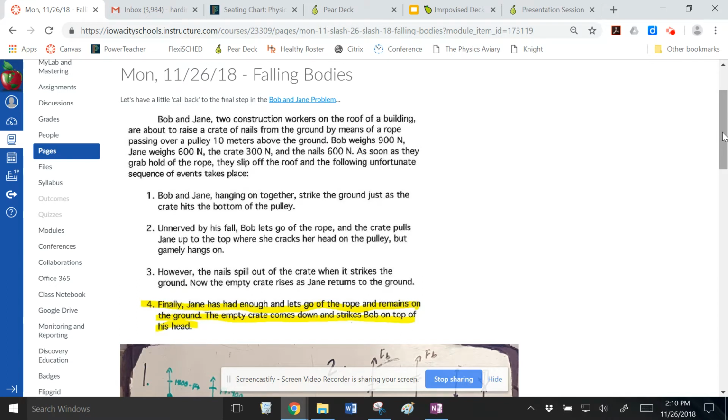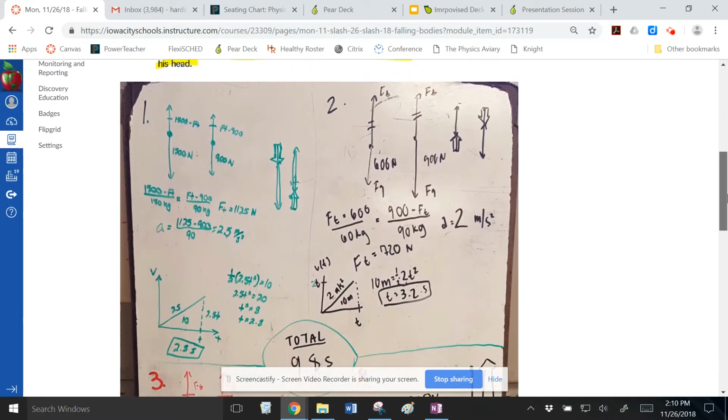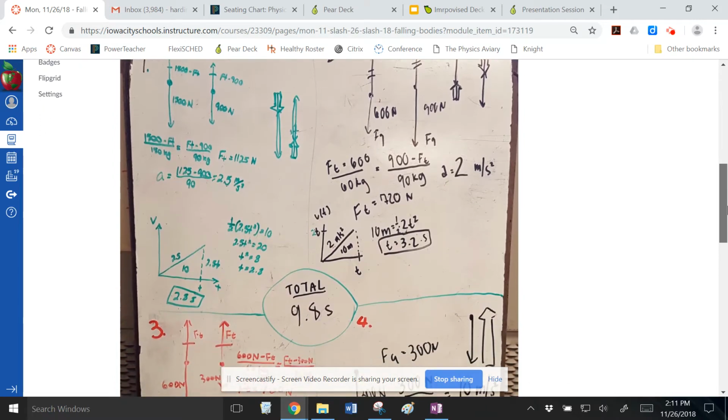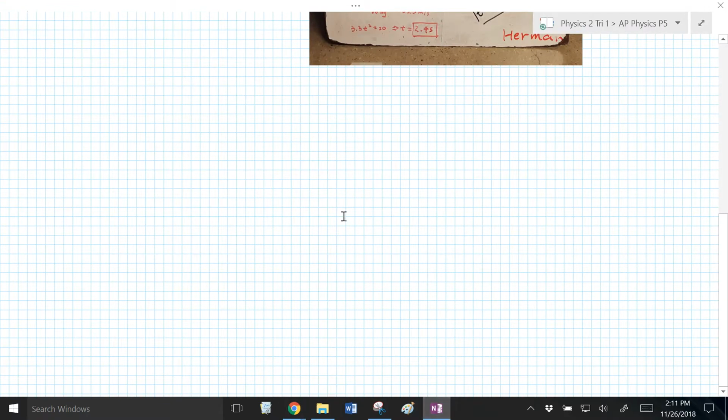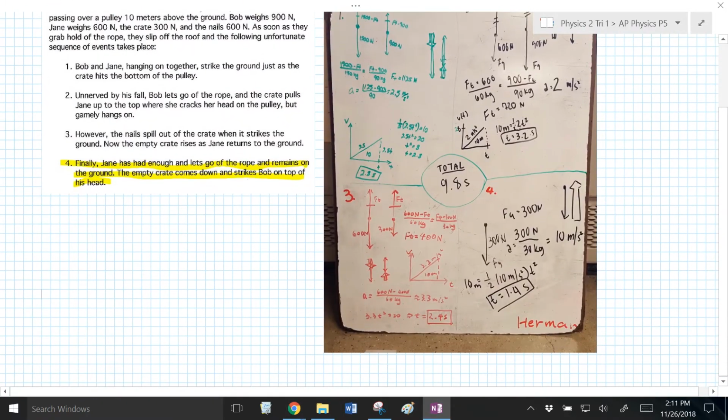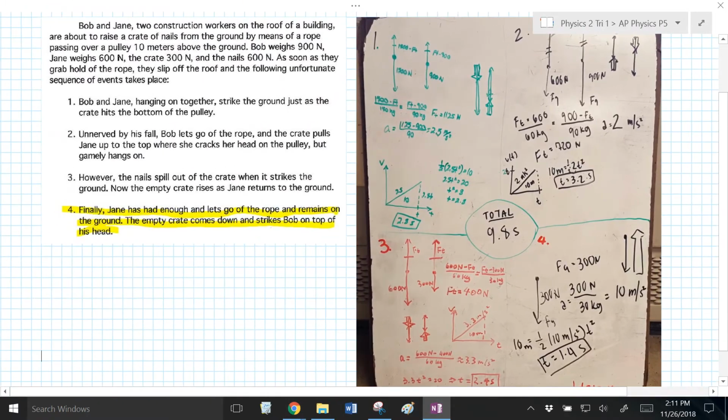So if you would, be a dear and pull this up. This is on Canvas. It's kind of hard to see from a distance. And what I'm asking you to do on the Pear Deck is a little bit of a ranking task. Rank the accelerations.